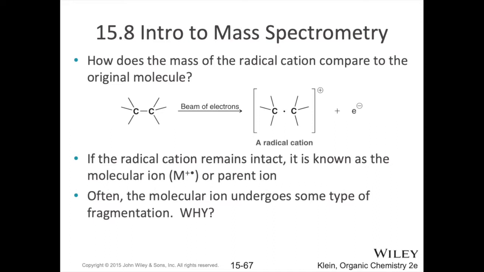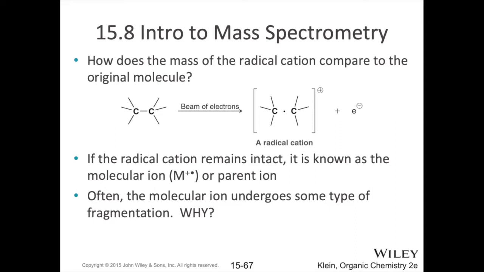Okay, if this radical cation is relatively intact here, we call this a parent ion. So in other words, if this pretty much intact fragment hits the detector, that mass is effectively the mass of your original molecule. So looking for this parent ion in your data is usually very helpful.